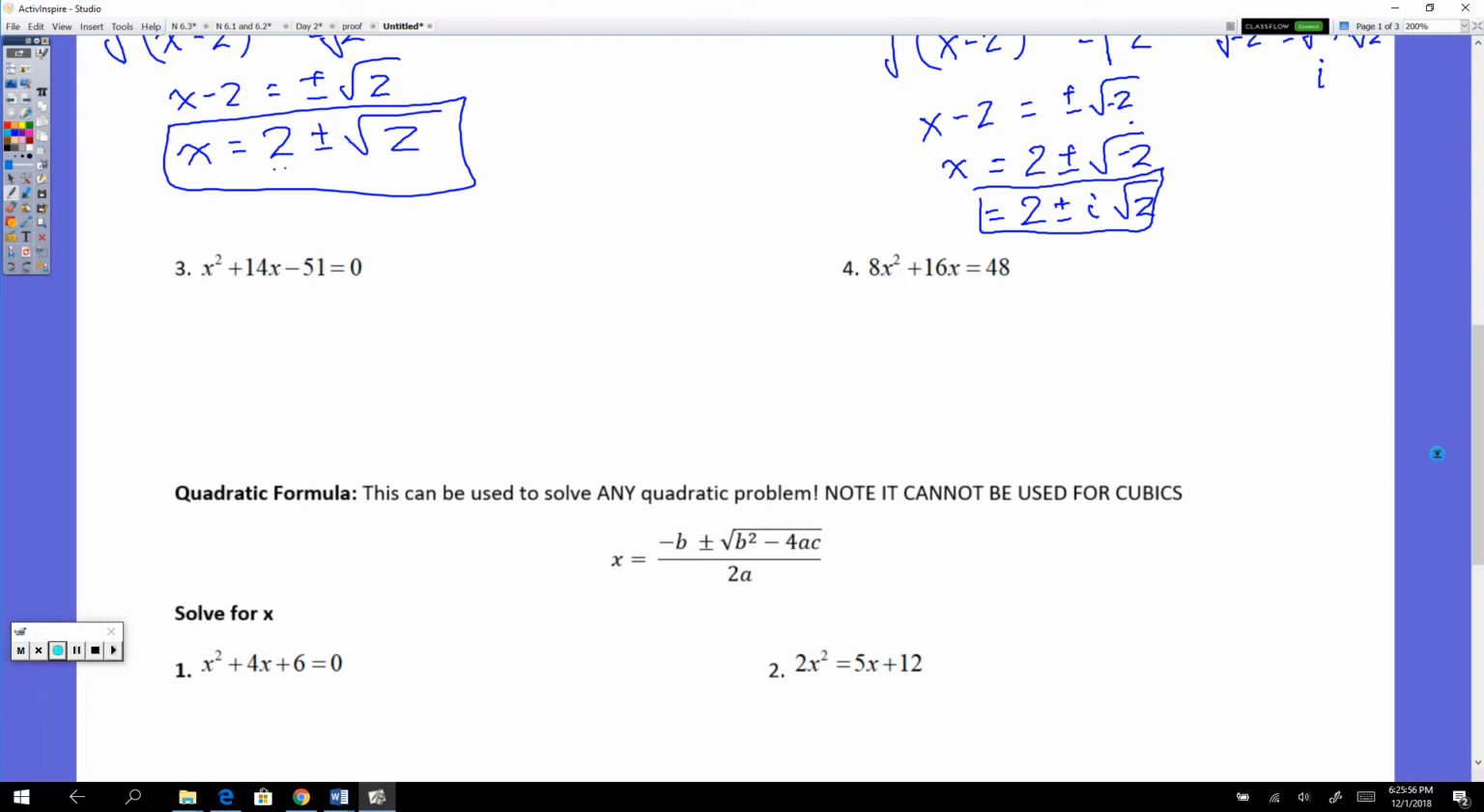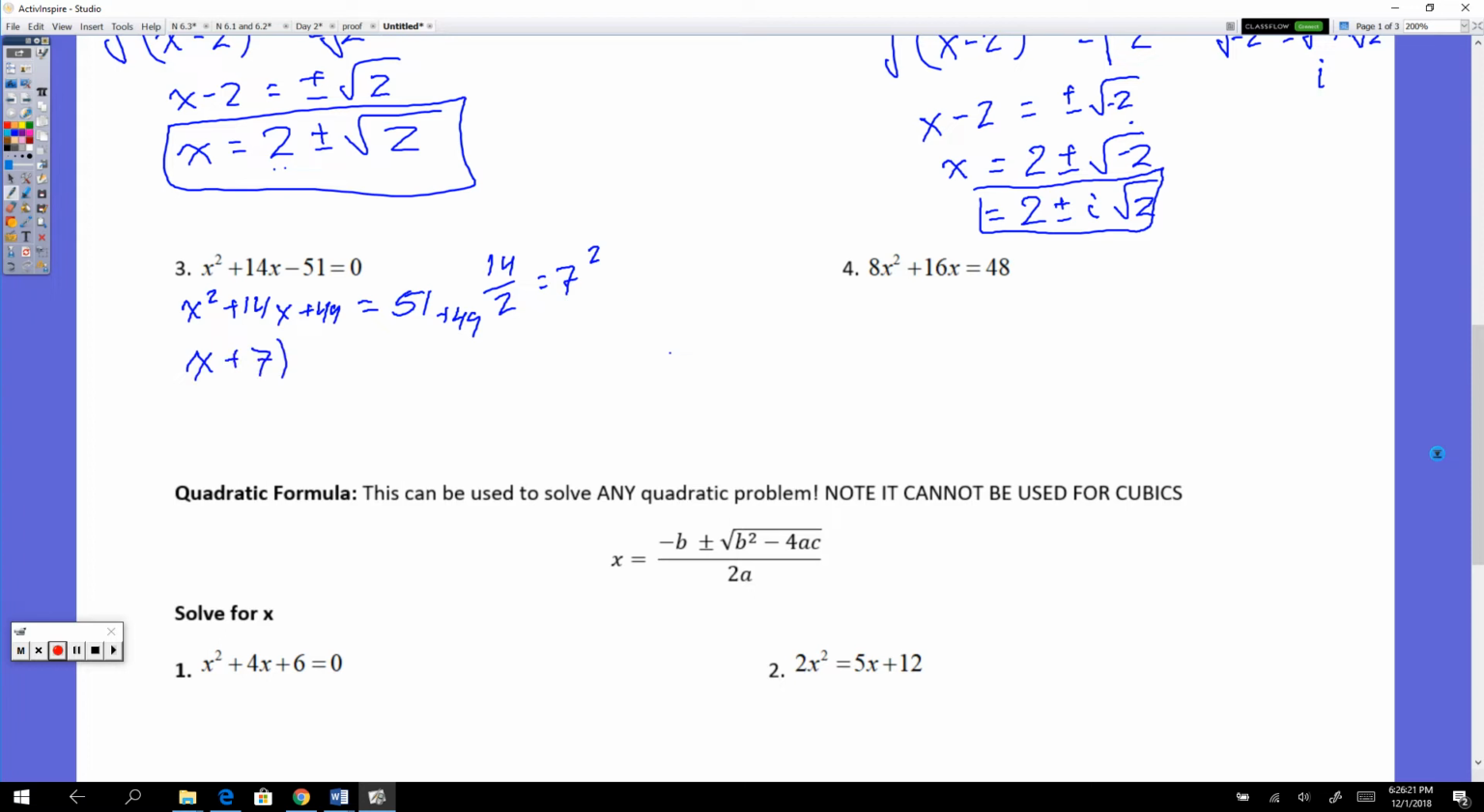So for the next one, number 3, what we're going to do is the same thing. We're going to move this c over to the other side. So that gives us x squared plus 14x, leave a gap, equals 51. Our b value here is 14. 14 divided by 2 is 7. Square both sides, we get 49. So I'm going to balance out and add a 49 to both sides.